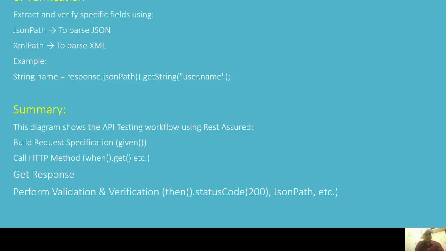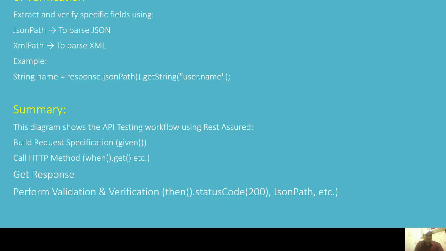Verification. Here in verification, we extract and verify specific fields using JsonPath, that is to parse JSON, and XmlPath to parse XML. Example, String name = response.jsonPath().getString("user.name").